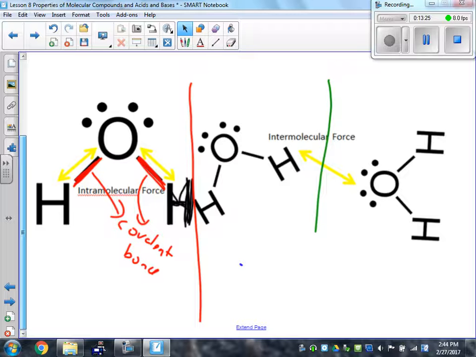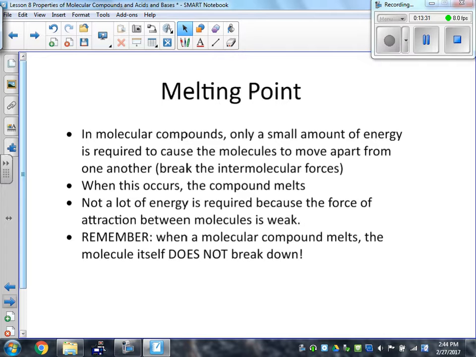That's the different states we have, solid, liquid, gas. And it happens for all of them. Okay? Not only these kinds of compounds, but also ionic ones as well. But to break that intermolecular force doesn't take a lot of energy. Intermolecular forces are weak. Okay? When this occurs, the compound melts. Not a lot of energy is required because the force of attraction between molecules is weak. When a molecular compound melts, the molecule itself does not break down.